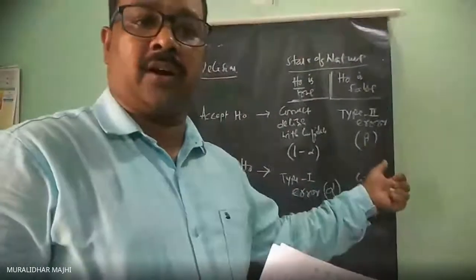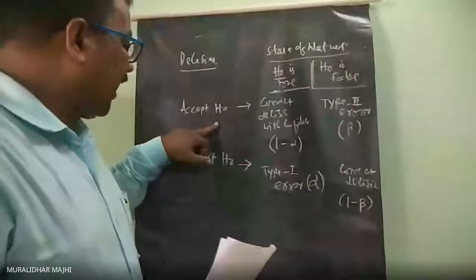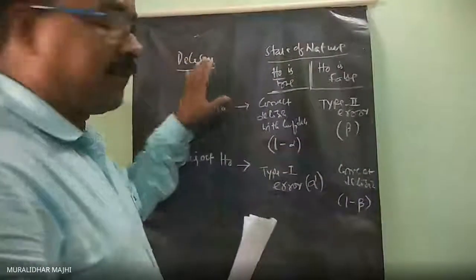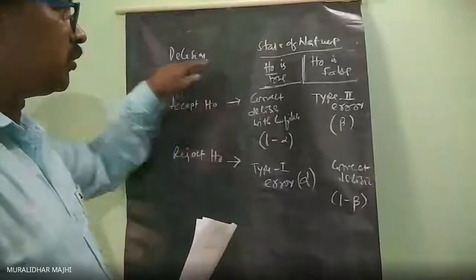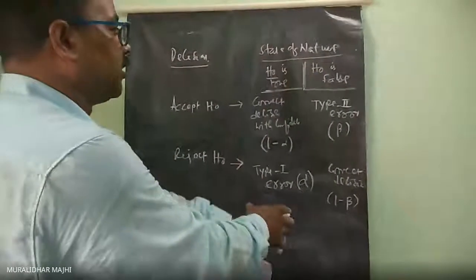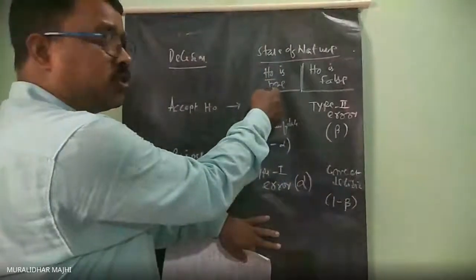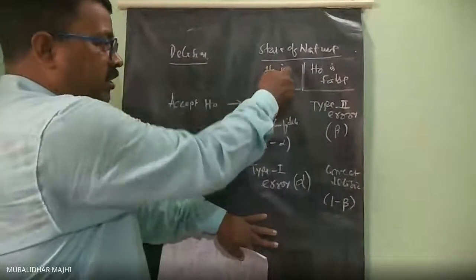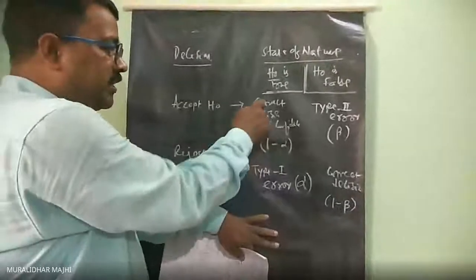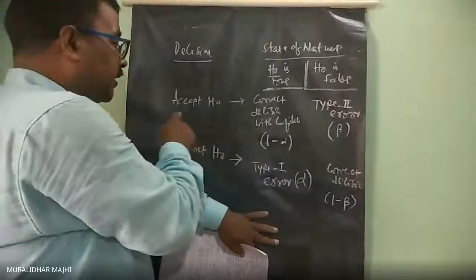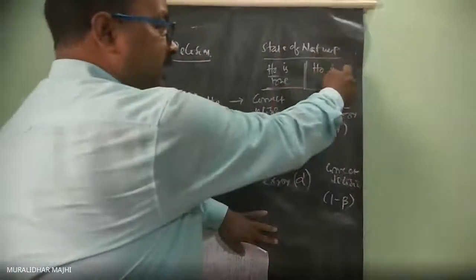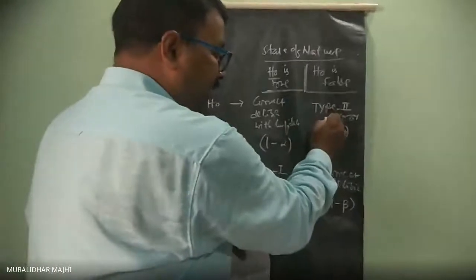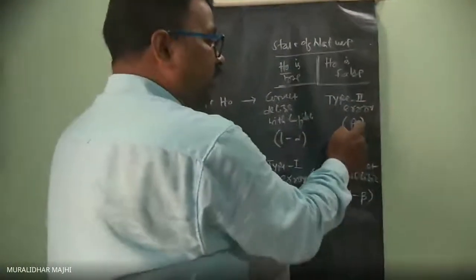Type 1 error and type 2 error. Okay, I am repeating it. Here I have written the column decision and here the state of nature, H0 is true and H0 is false. Accept H0 when H0 is true: that is natural, so it is a correct decision. But accept H0 when H0 is false: it is an error, we are committing a mistake. This particular error is called type 2 error, denoted by beta.